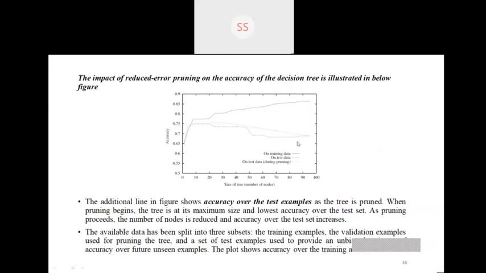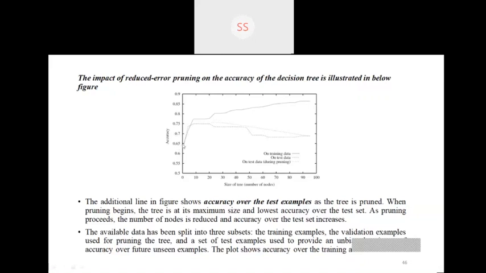Here, we start applying reduced error pruning at the point where the tree is at its lowest accuracy. Once you start applying the pruning, as the number of nodes decreases, as the number of error nodes decreases, the accuracy will start increasing. That is the additional line. It indicates the improvement in accuracy as you remove nodes from the decision tree.